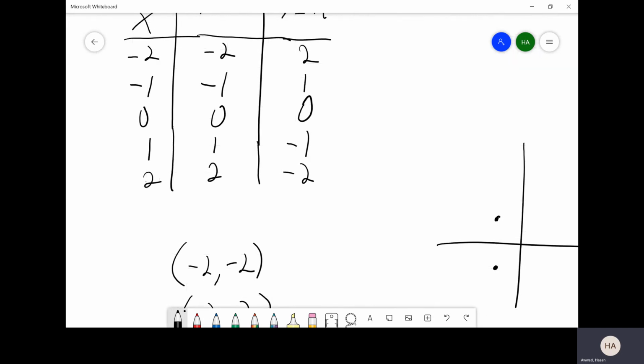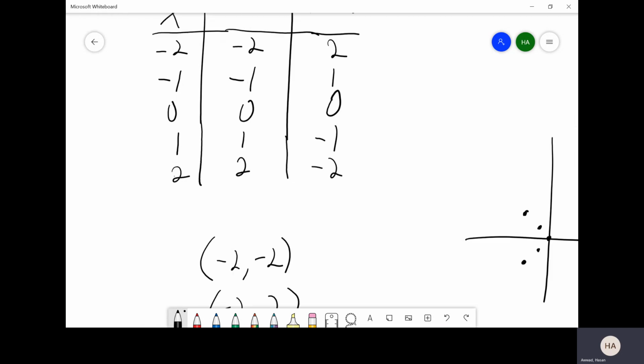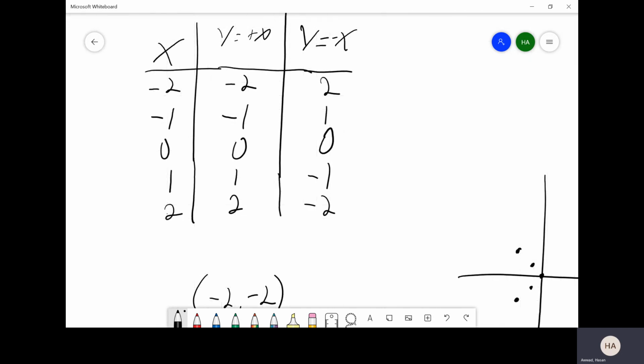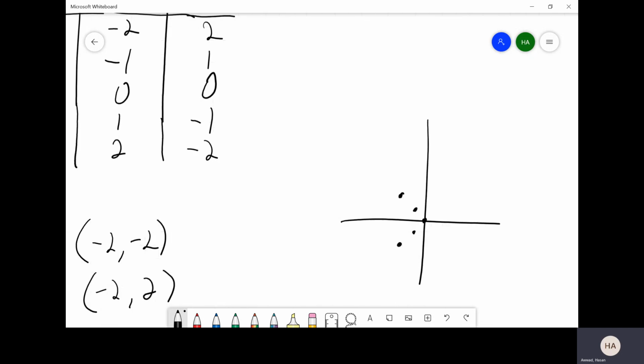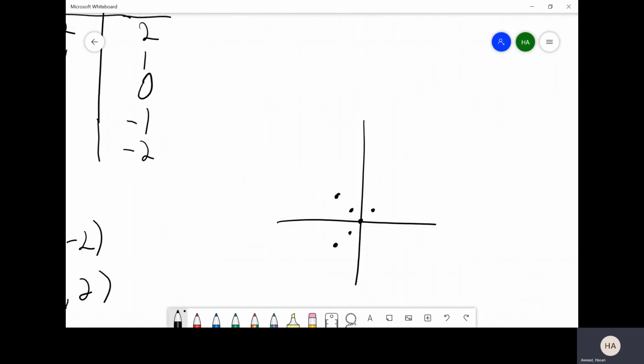Then we have -1, -1. It's going to be right about here. And then we have -1, +1, which is right about here. Then we hit 0 right here. And then things flip. Sorry, they don't actually repeat. So then we have 1, 1 because of this ordered pair, which is going to be right about here. And then we have 1, -1 as such. So 1 on the x-axis, -1 on the y-axis.